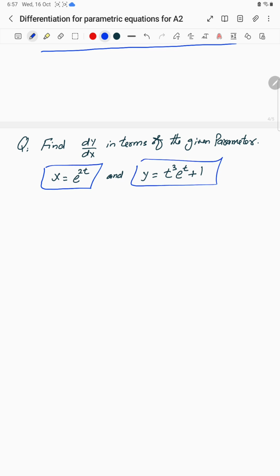So here we have to differentiate the first with respect to t to get dx by dt, and d by dt of e power 2t. The exponential differentiate we know. I'm going to write it directly. It will be e power 2t times 2, so dx by dt comes to be this result.